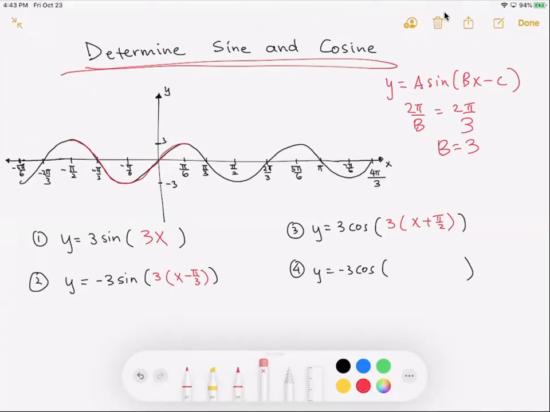For number 4, negative 3 cosine is reflected over the x-axis, so it should look like this. And the b value doesn't change, so it will be x plus 5 pi over 6 in parentheses for number 4. So you have infinitely many solutions for 1, 2, 3, and 4, and I showed you only one. And you can also use the c over b value for your phase shift.